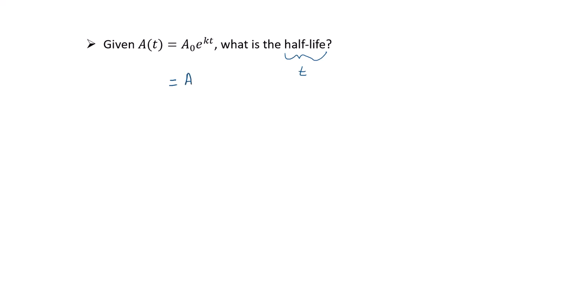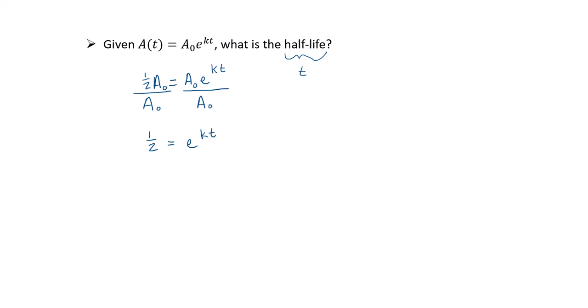Well, if I start out with an A sub O amount, e to the kt, then the amount at the time of half-life would be half of the starting amount A sub O. Now let's see if we can solve for t to find the half-life. If I divide both sides by A sub O, I would get 1/2 equals e to the kt.